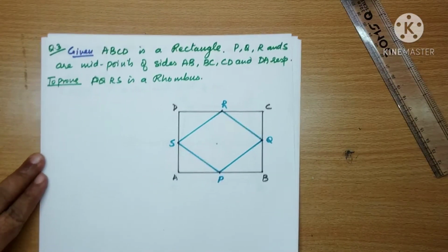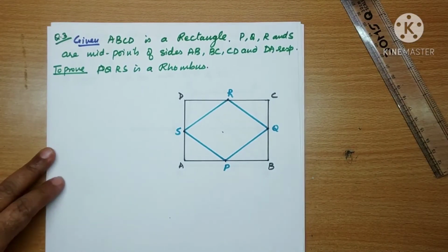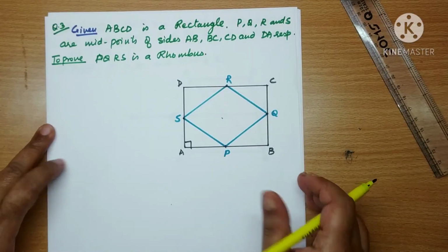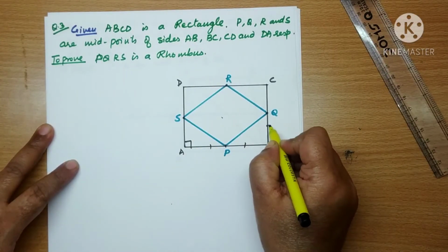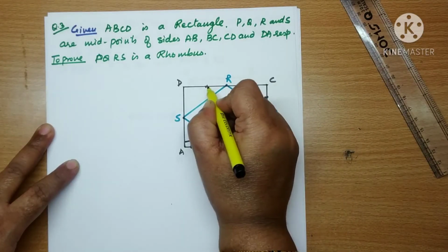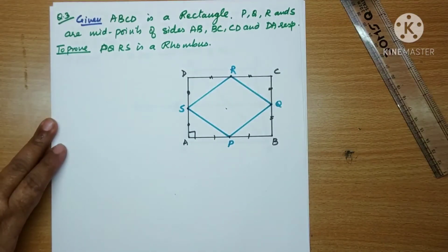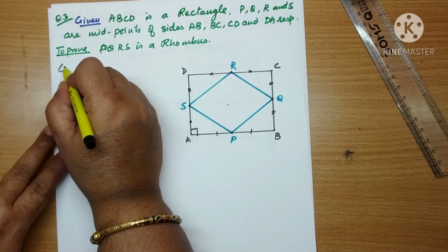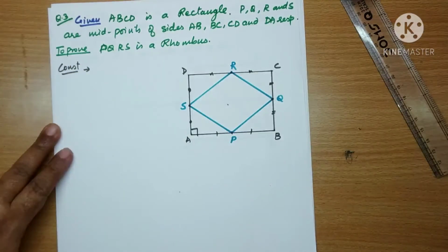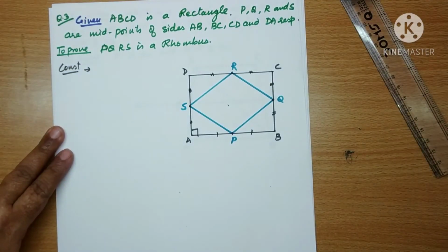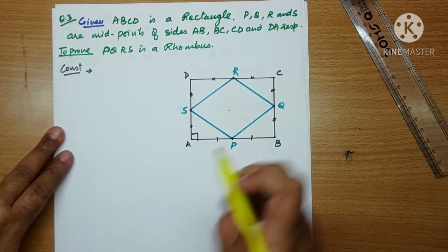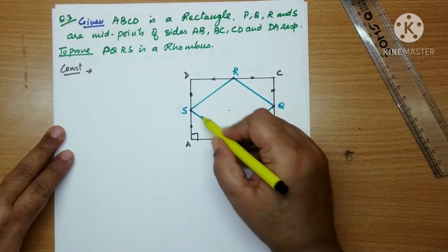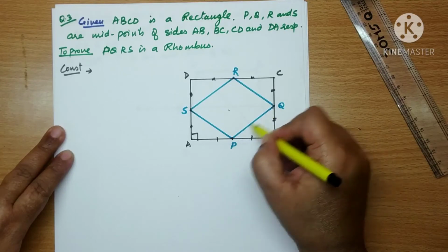Now question 3. ABCD is a rectangle, given. Mark angle 90 immediately. These are the midpoints. PQRS, we need to prove it a rhombus now. Try and recall what a rhombus is. A rhombus is a parallelogram with one pair of adjacent sides equal. Adjacent sides are the sides like this. Either this is equal to this or this is equal to this.